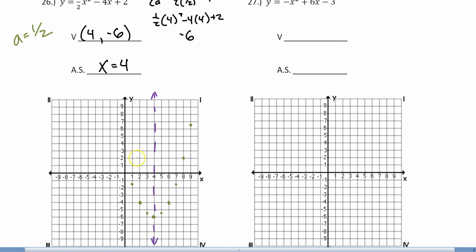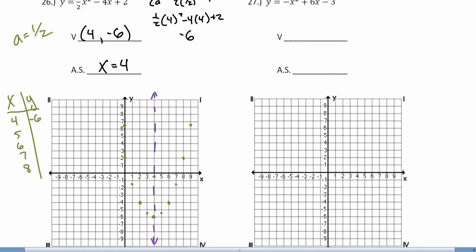If you're not going to use the a value, remember the option then is you have to go to an xy chart. So I come off to the side and I do an xy chart, and I just say, oh, I'm going to use that 4 as kind of my starting value, and then I'll do something like 5, 6, 7, 8, and I start plugging values in. Okay? And when I start plugging those values in, like I already know 4 is a -6. I plugged that in once.